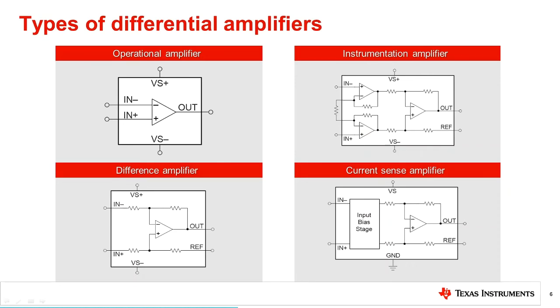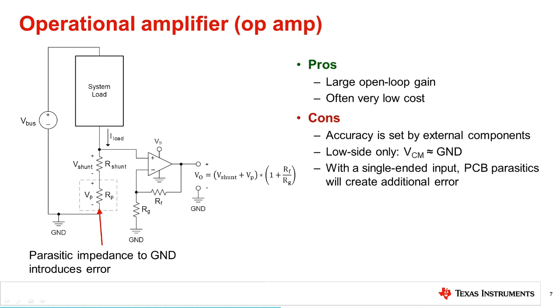Direct current sensing typically uses a differential input amplifier to gain up the small sense voltage. There are four main types of differential amplifiers that are used for current measurements: operational amplifiers, or op-amps for short, instrumentation amplifiers, difference amplifiers, and current sense amplifiers, also known as current shunt monitors. Each of these has their own pros and cons, which we will now discuss.